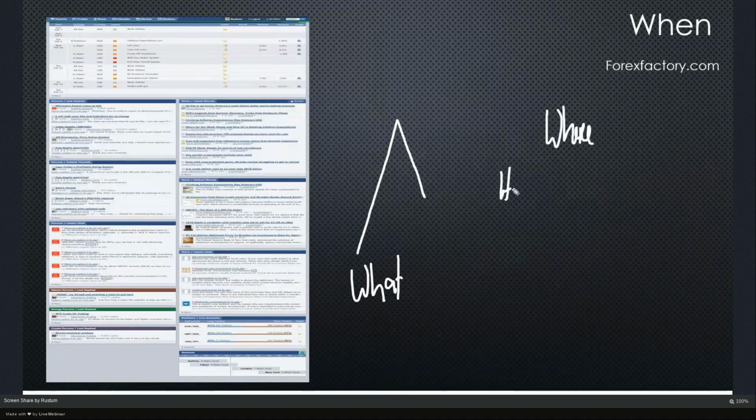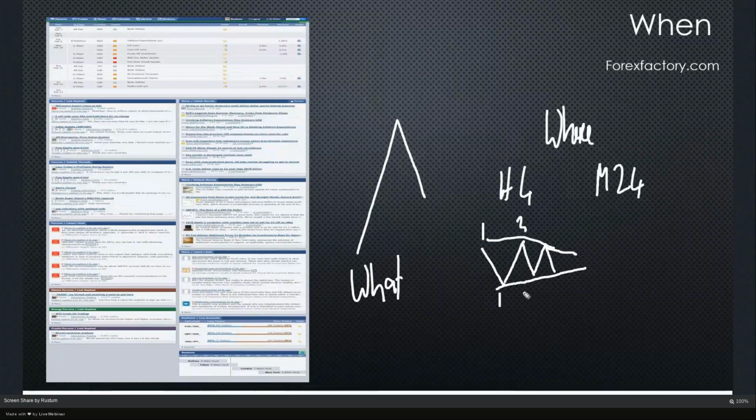So on H4 and on the M24 and even higher time frames, the higher the time frame, the better the quality. If there's a pattern going on, like a triangle or whatever the pattern is, a wedge, when we extend the lines after point 1 and 2, then we are looking there and here, as this thing gets narrow or whatever the pattern may be.